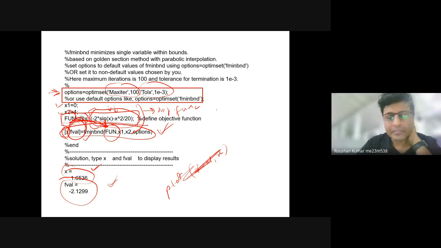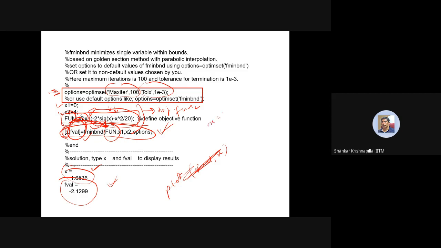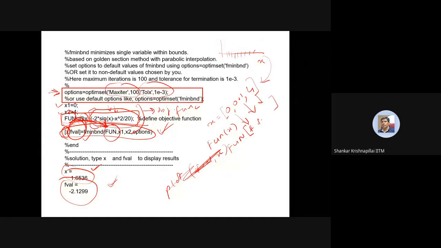For that, you have to define x as an array. x is from 0 to 4 in steps of 0.1. This is the x-axis. It will store all these values in this x array. Then you type fun of x, and fun of x will generate an array corresponding to each value of x. It will calculate the f values.